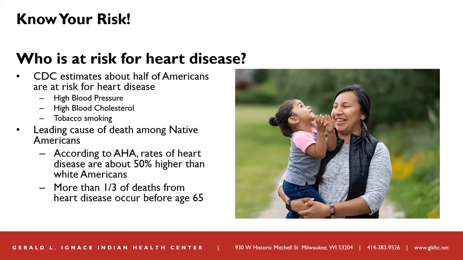According to the American Heart Association, rates of heart disease are about 50 times, or not 50 times, 50% higher than white Americans, and more than a third of the deaths that occur from heart disease occur before age 65. So that's why it's very important to know your risk factors and know how you can prevent them, so that you can live a longer life, not just for you, but for your family as well.